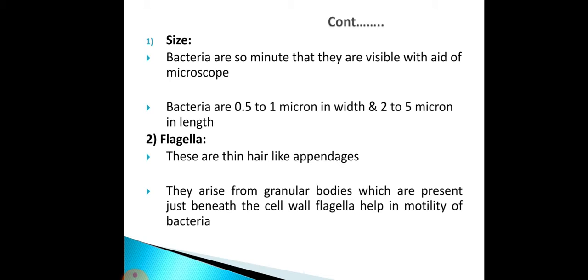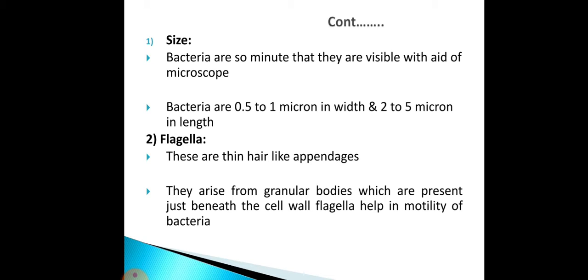Then the size of bacteria. Bacteria are so minute that they are visible only with the aid of a microscope. Under the microscope only we can see the bacteria. Bacteria are 0.5 to 1 micron in width and 2 to 5 microns in length.